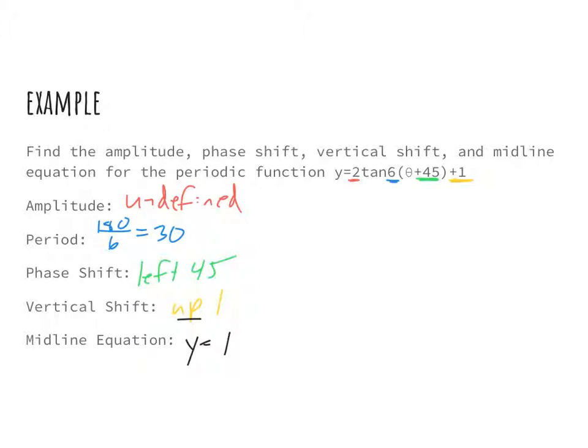For phase shift, we look inside the parentheses, it's plus 45. Plus means left, so we're going to go left 45 degrees. For our vertical shift, we have a +1 on the outside. That means we're going to go up 1, plus means up. For our midline equation, since we moved up, we add our shift of 1 to 0, giving us a midline equation of y equals 1.